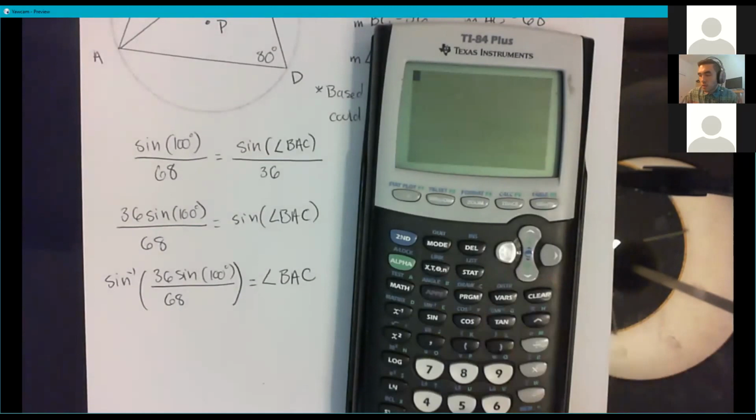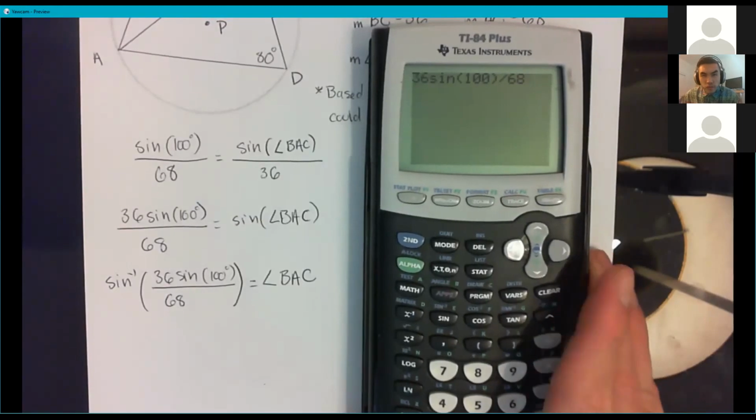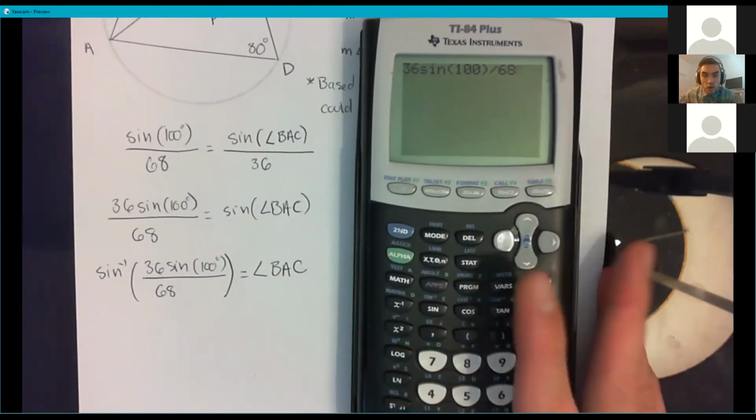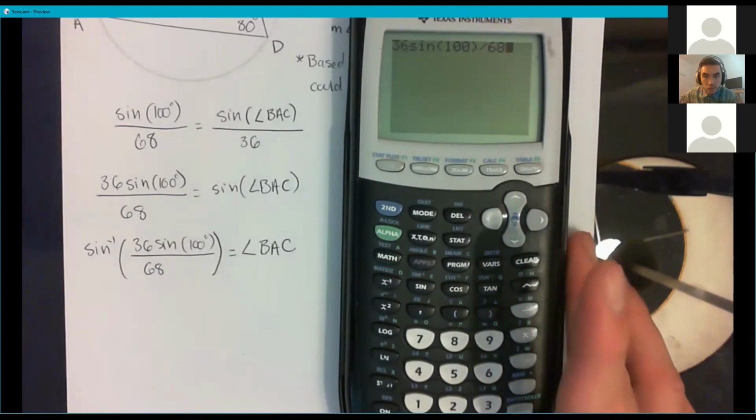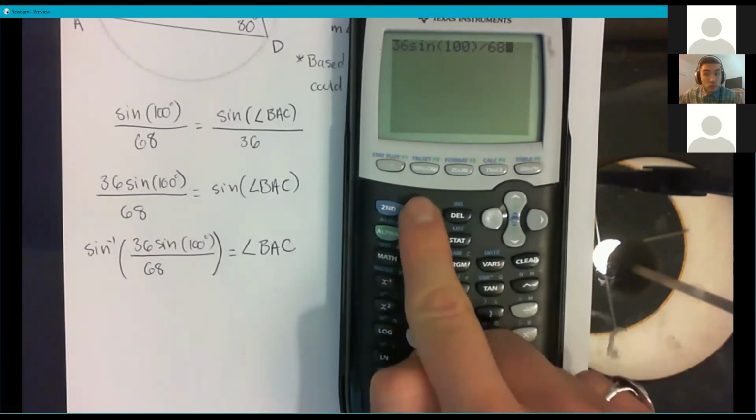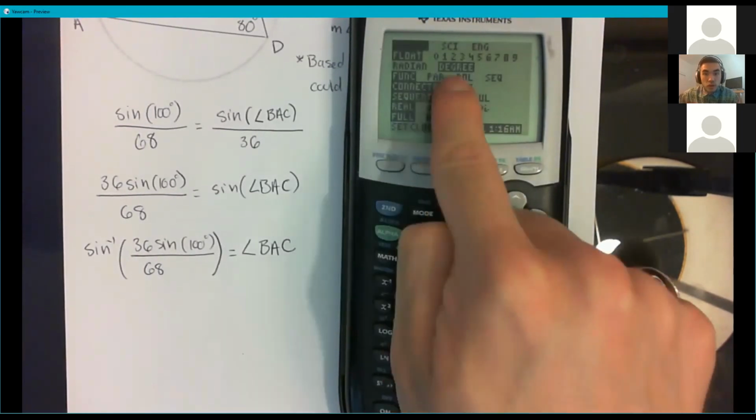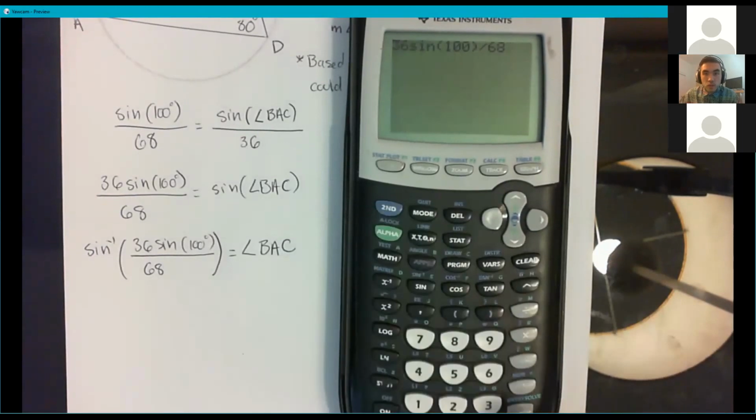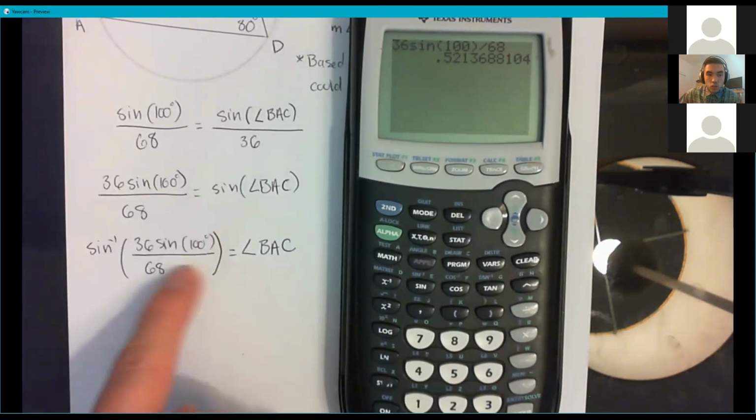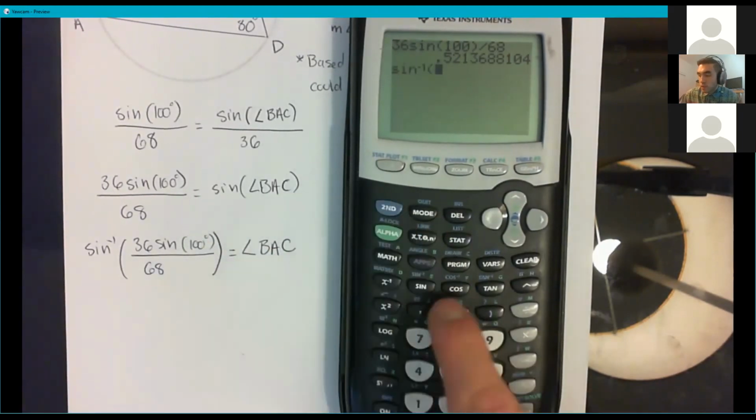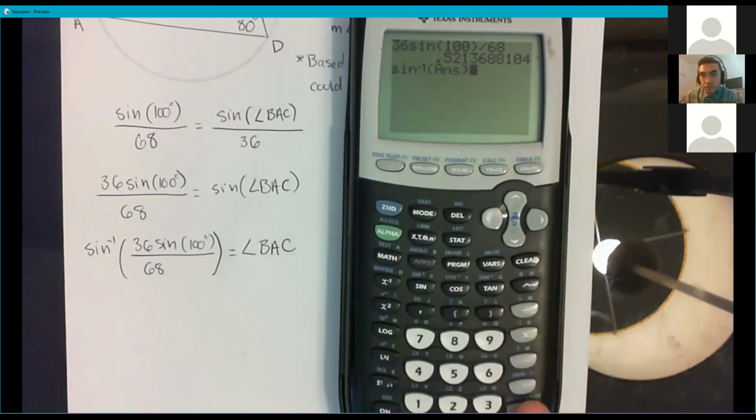So I'm going to do 36 sine 100, then divided by 68. And what do we have to be careful of when we do trig? What do we need to be aware of about our calculator? Degrees mode. Got to make sure it's in degrees mode. So I'm going to go to mode. Okay, yep, we're good. Second quit. So I'm going to hit enter on that. That gives me the decimal, which is just what's inside of here. And now to get the angle measurement, I have to do second inverse sine of that number. And so it's 31.42 degrees.